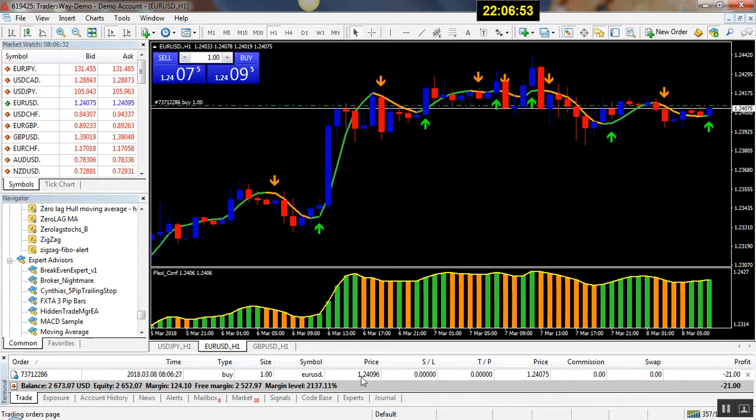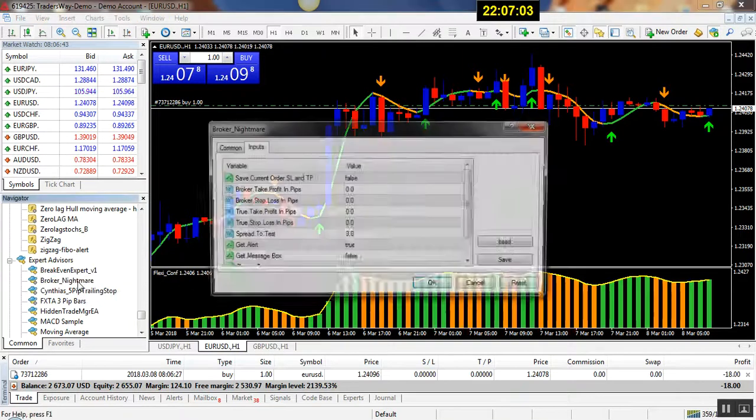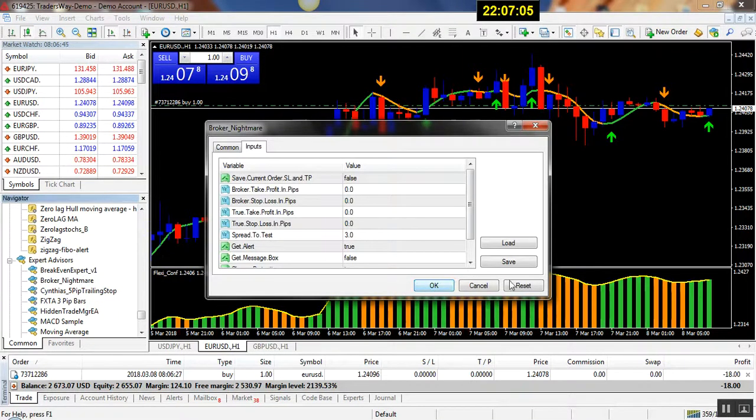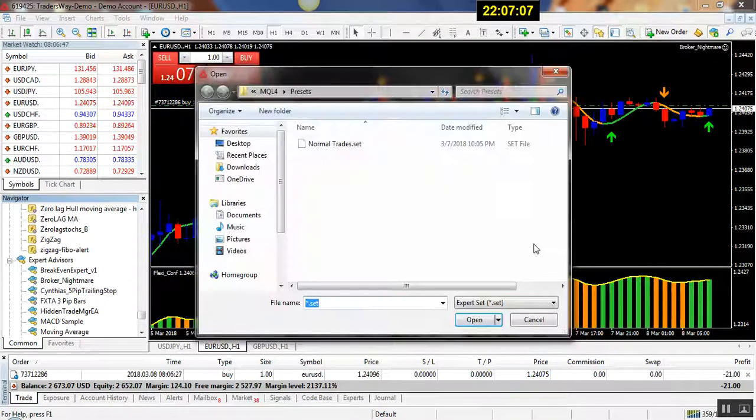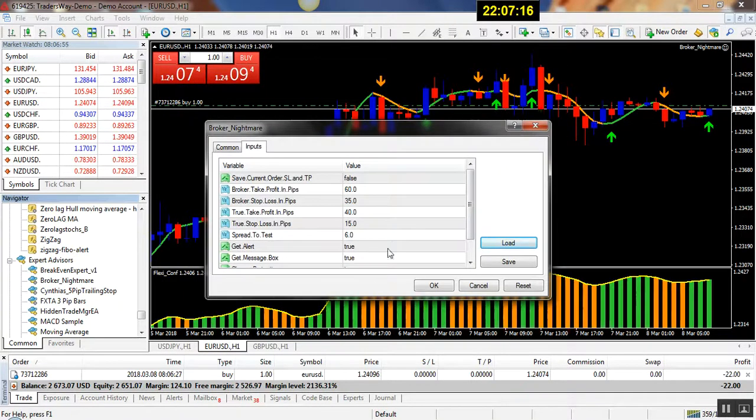We're in at 1.24096. There's no stop loss and no take profit. That'll go up when we put up our broker nightmare all in once here. So let's bring up the broker nightmare. Let's go to load, and it's normal trades. That's the only one we got on there right now. We'll open that, and you can see it's all set with our 60, 35 that the broker sees. 40, 15 is our true.